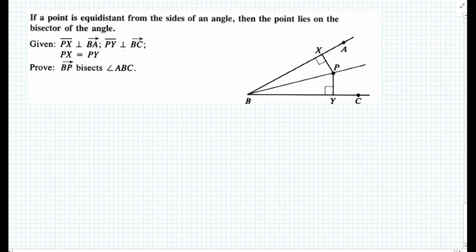For example, we also know that PX and PY are equal in measure. So what can we say here? Well, we also know that PB is congruent to itself. So here we have a leg that is congruent to a leg of the other triangle. The hypotenuse is congruent to itself, and we have right triangles. So we can easily prove that triangle BXP is congruent to triangle BYP. And the reason is the HL theorem.